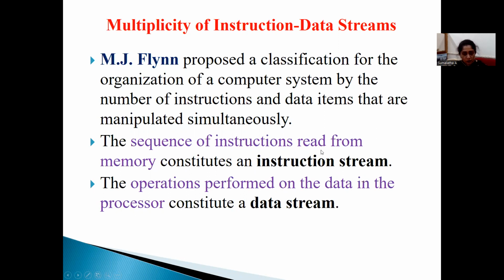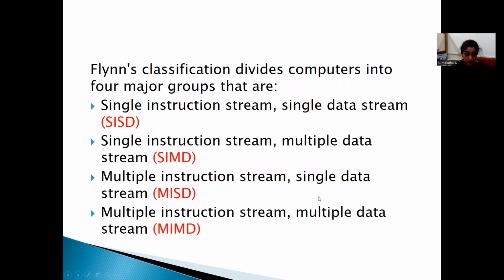Before trying to understand what an instruction stream is, we need to understand what an instruction is. All of us know what an instruction is: it's a set of instructions. And an instruction stream means it's sequential. That means the sequence of instructions that are being read from the memory is called the instruction stream. And the data stream is the operations performed on the data in the processor, which constitutes a data stream.